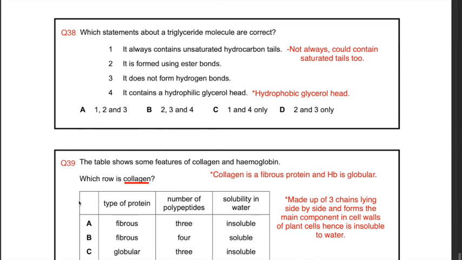If you look at statement 3, it does not form hydrogen bonds. Yes, that is correct. 2. It is formed using ester bonds. That is also correct. 1. It always contains unsaturated hydrocarbon tails. That is incorrect, because hydrocarbon tails are not always unsaturated. It could be saturated due to no presence of double bonds. Hence the answer is D. Statement 2 and 3 are the only correct statements.